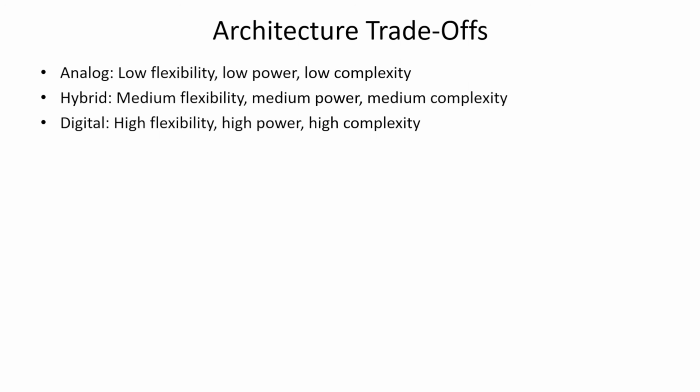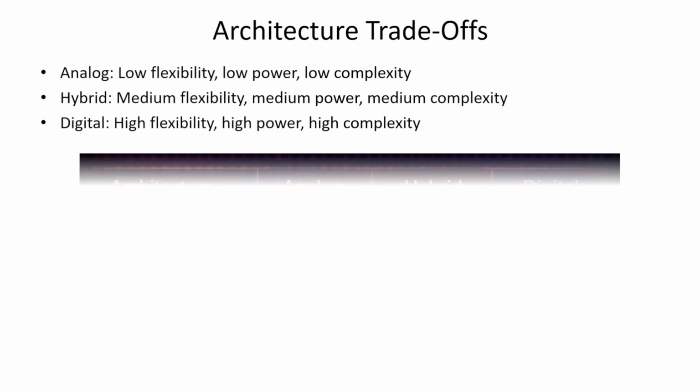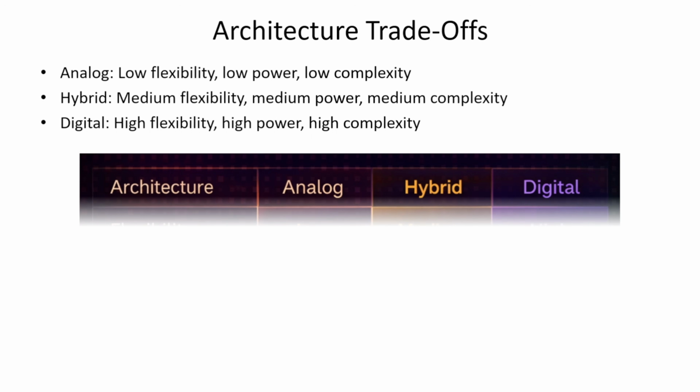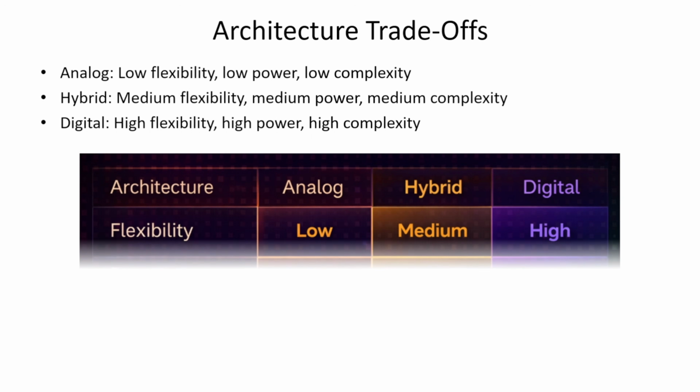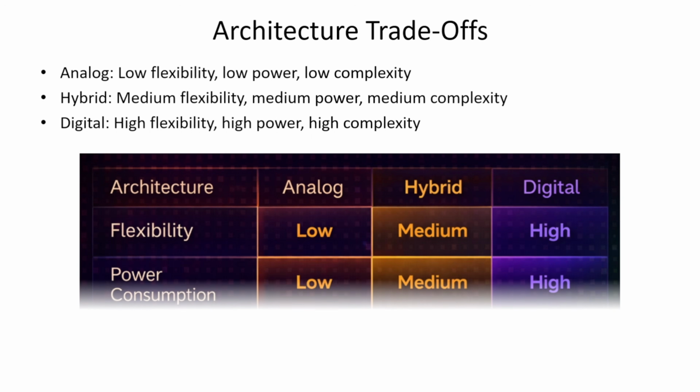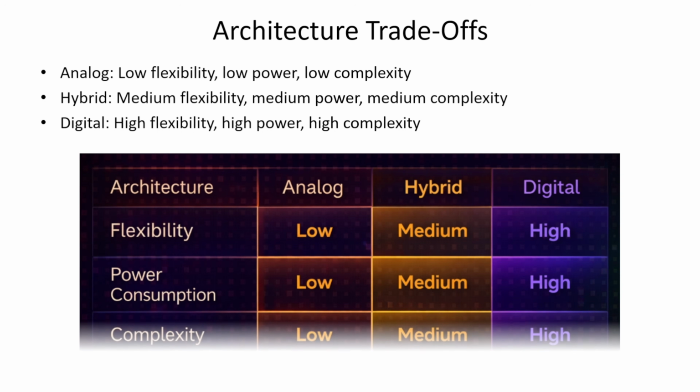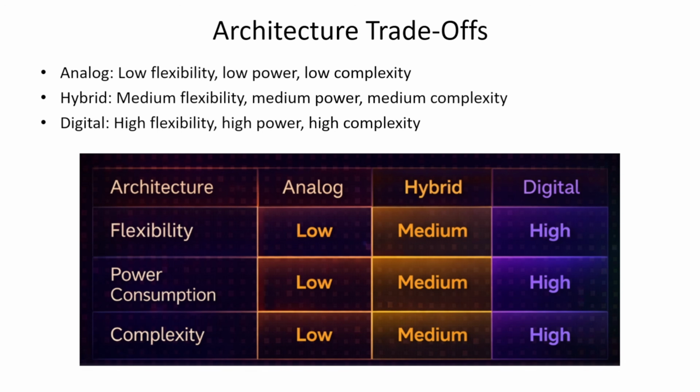Analog beamforming is simple and energy efficient, but it has limited flexibility. Digital beamforming gives the highest performance and the most flexibility, but it also needs much more hardware and much more power.